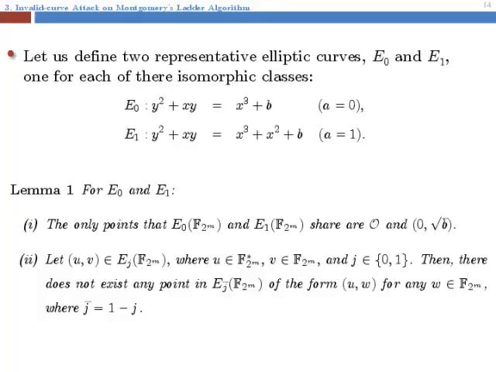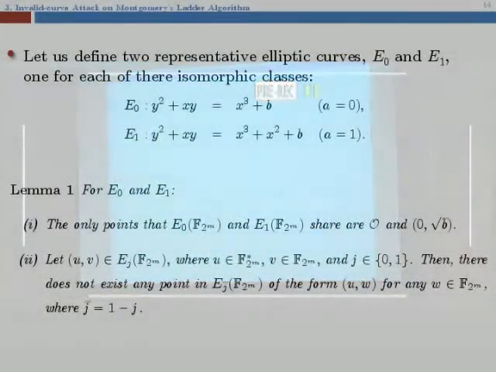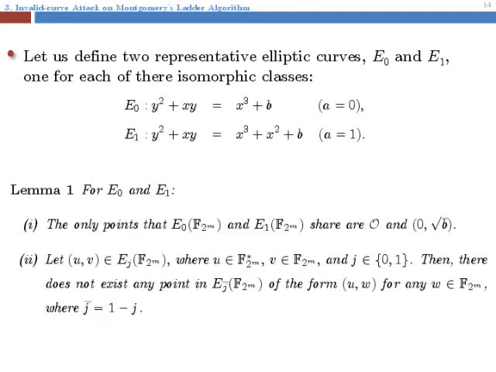Let me define two elliptic curves, one in each of these isomorphism classes. In this case, we have the class with A equal to 0, and in this case, A equal to 1. If we define these two elliptic curves, we can find properties. You can see here why I want these curves: one curve will be the one that is recommended by NIST, and the other one, hopefully, could help us mount an attack. Then we found some properties of these two curves.